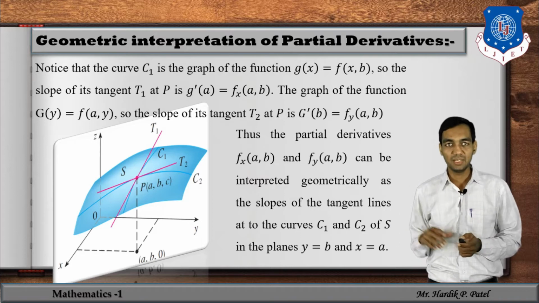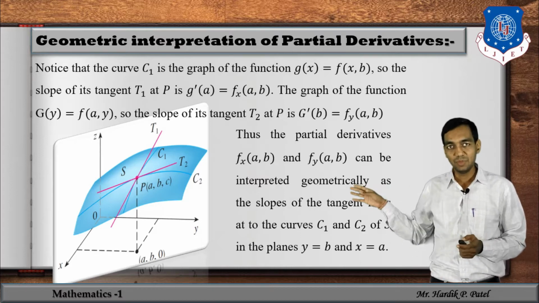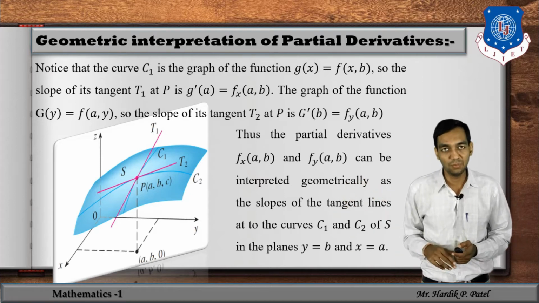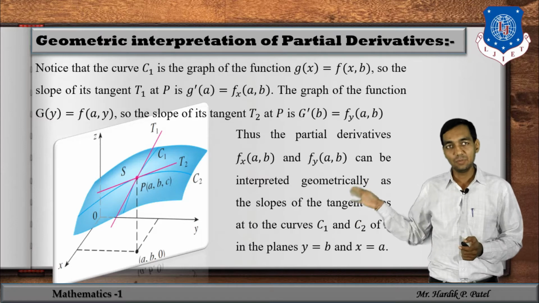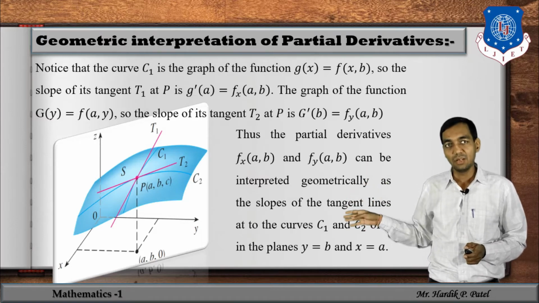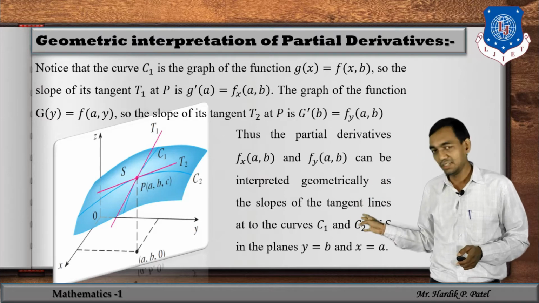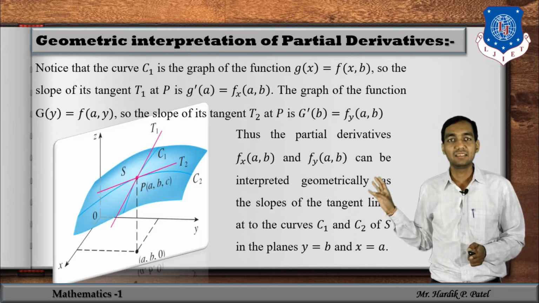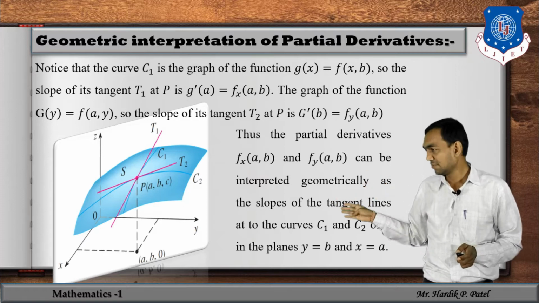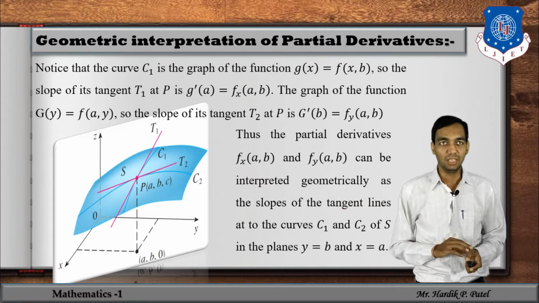Okay, this is the geometric concept. So that means you have f of x, fx a comma b and fy a comma b basically interpreted as a slope of a tangent at a point of a curve C1 and C2 lies inside the surface C and in a constant plane y is equal to b and x is equal to a.